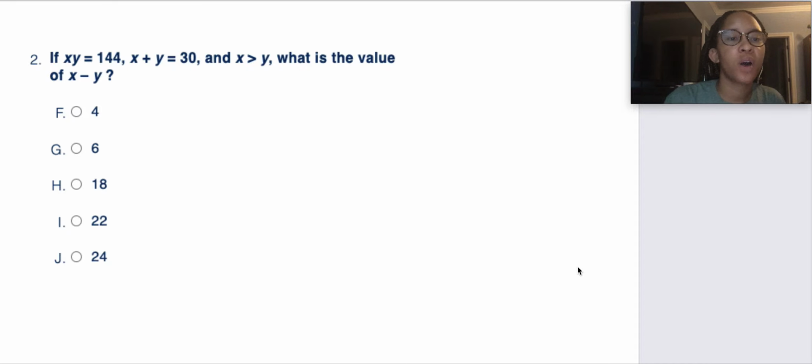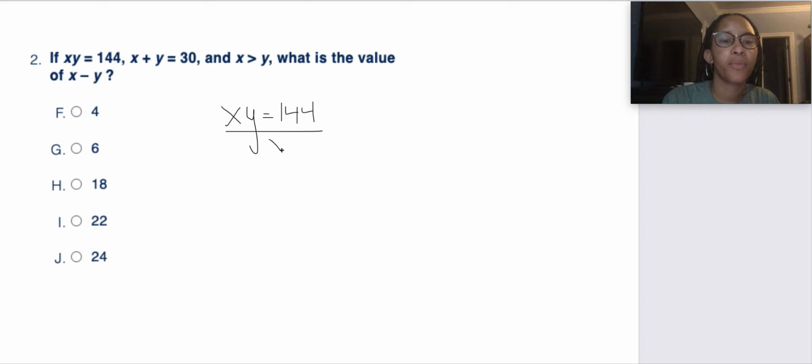If xy equals 144, x plus y equals 30, and x is greater than y, what is the value of x minus y? So the first thing I would do is solve this first equation for y. So xy equals 144, and I would solve it for y. So I would divide the whole thing by x, and that would give us y equals 144 over x.